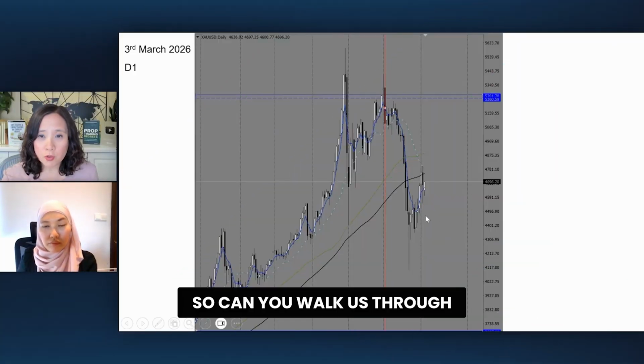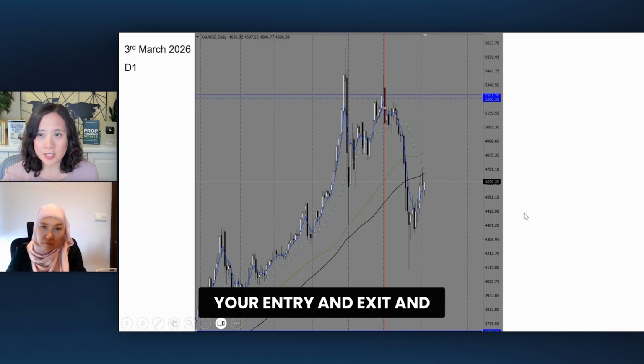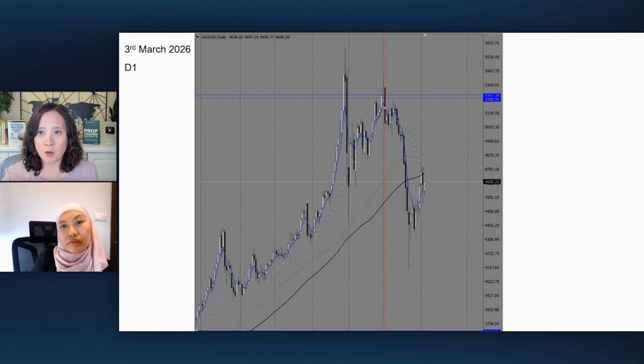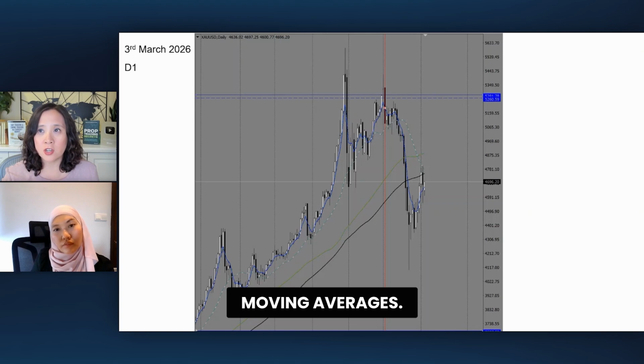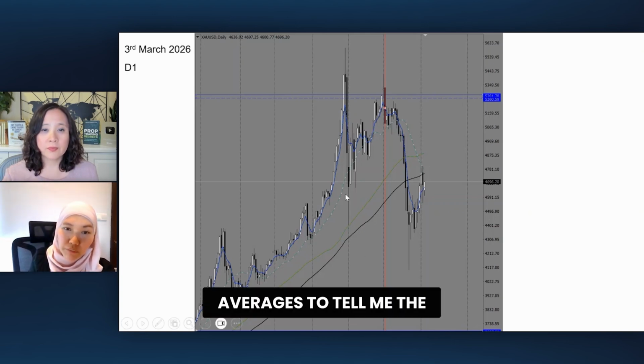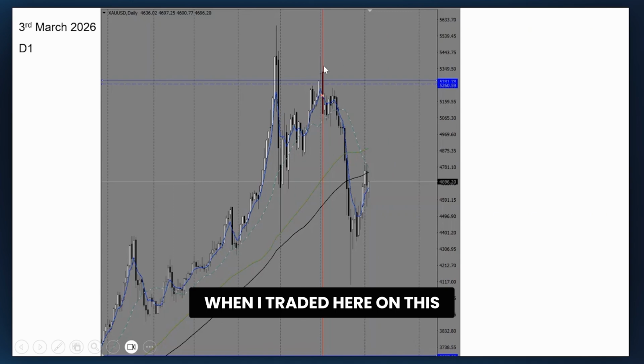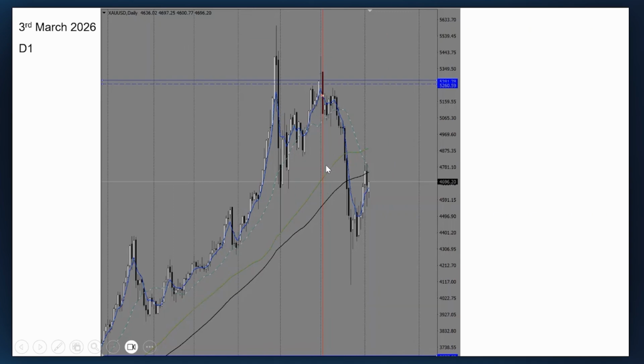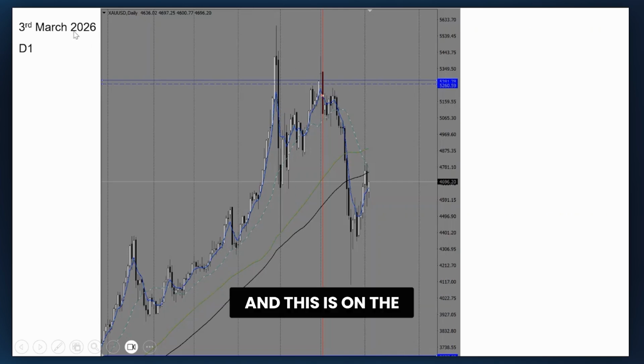So, can you walk us through your entry and exit and what kind of indicators you have here? It looks like moving averages. So I have a few common moving averages to tell me the trend and whatnot. When I traded here on this vertical red color line, this is 3rd of March 2026, and this is on the D1 time frame.